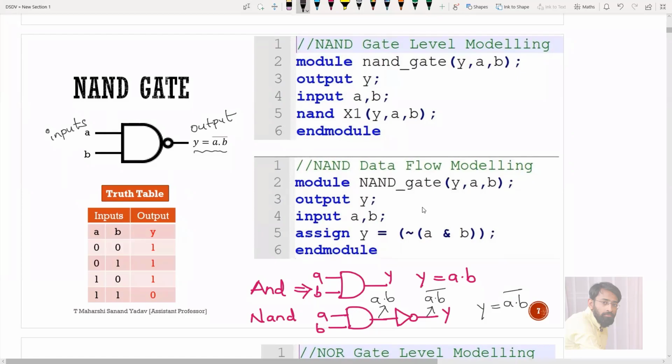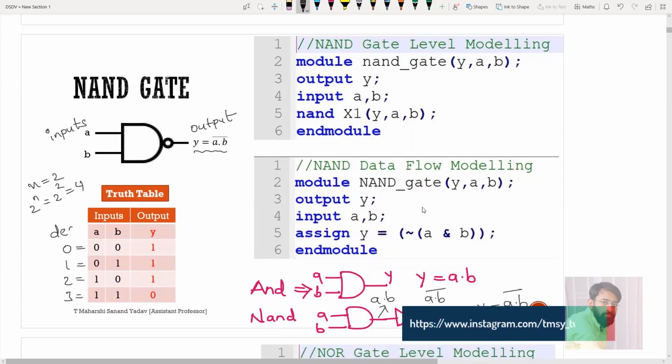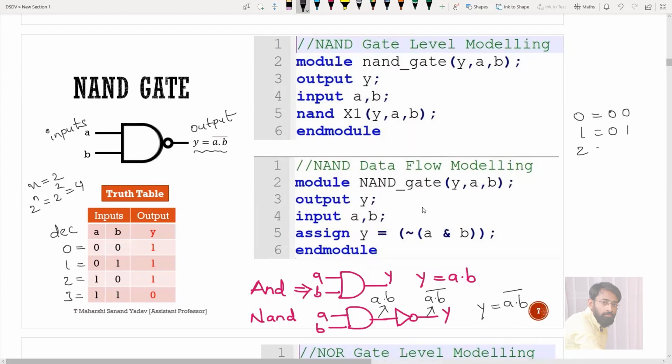So if two inputs are there, I'll write n is equal to 2 and the number of combinations will be 2 power n, which is 2 power 2, that is 4. So I'll get 4 combinations which are 0, 1, 2 and 3. These 0, 1, 2 and 3 are decimal equivalents, and the binary equivalent for 0 will be 0 0, for 1 it will be 0 1, for 2 it will be 1 0, and for 3 it will be 1 1.